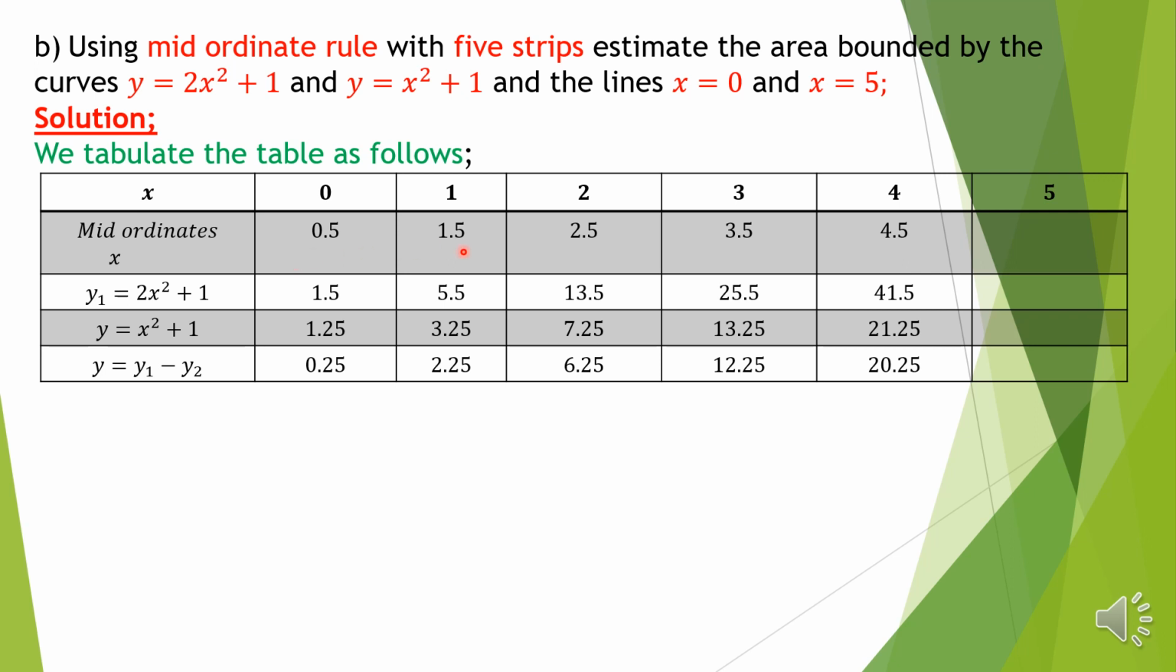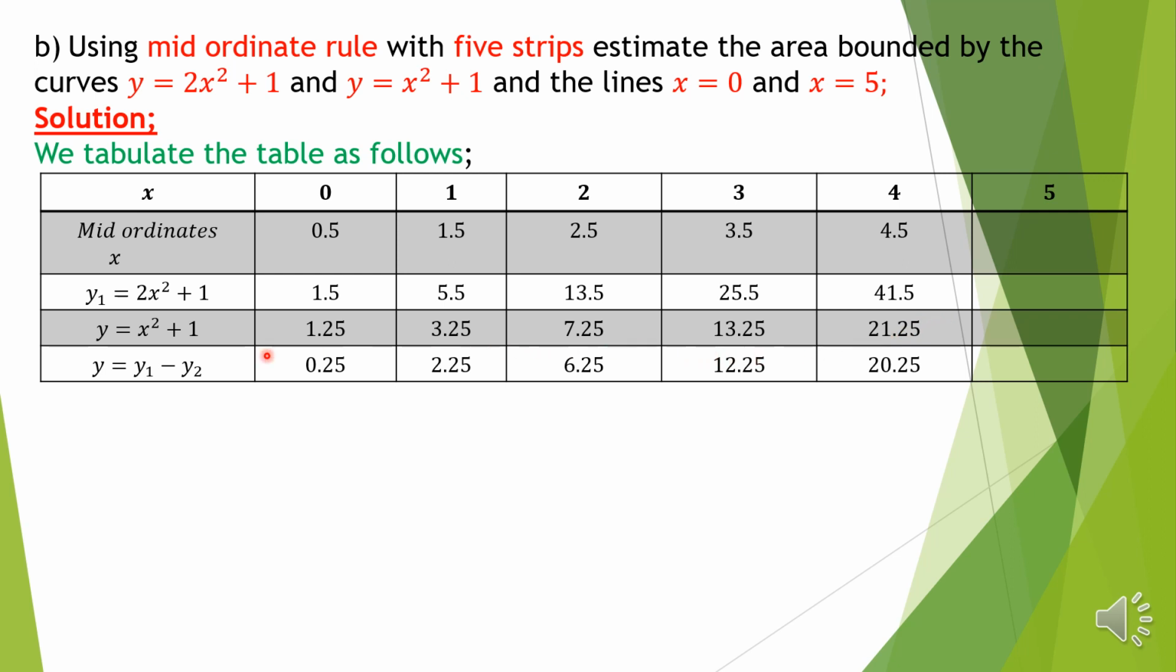Once I've gotten these mid-heights, I proceed to substitute them into the respective functions to get the values of y. If I substitute into this one, I'll get 1.5 for the first function, 5.5, 13.5, 25.5, and 41.5. I'll do the same. I'll substitute these mid-heights into the second function, and by so doing, I'll get 1.25, 3.25, 7.25, 13.25, and 21.25.